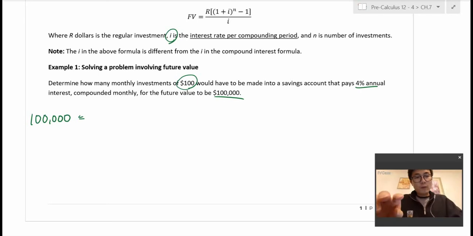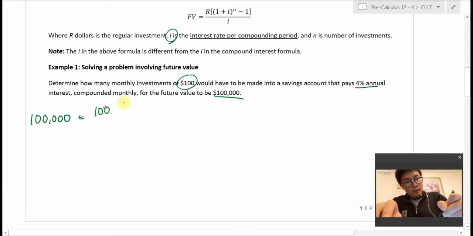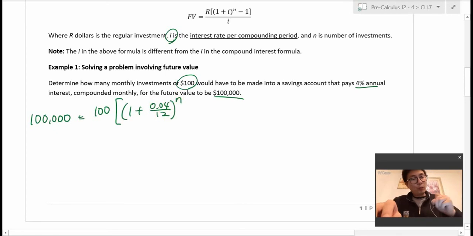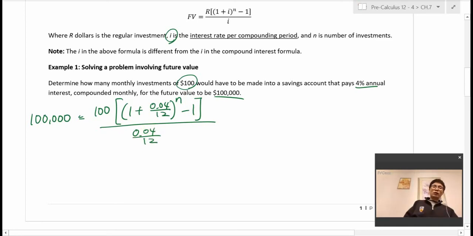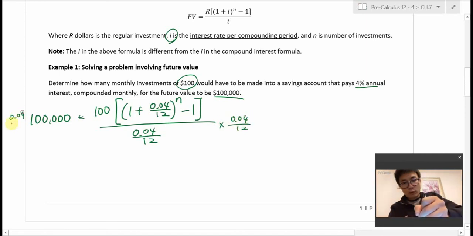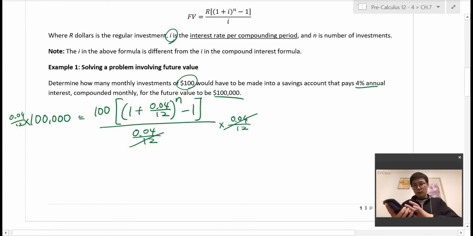And so here we go. R is $100 in this case. 1 plus I, which is going to be 0.04 divided by 12, to the power of n, that's what we're solving for, minus 1, divided by I, again that's 0.04 over 12. So we're solving for n. The first step is I need to multiply both sides by 0.04 over 12, so they cancel out. Okay, so I'm going to put this into the calculator.